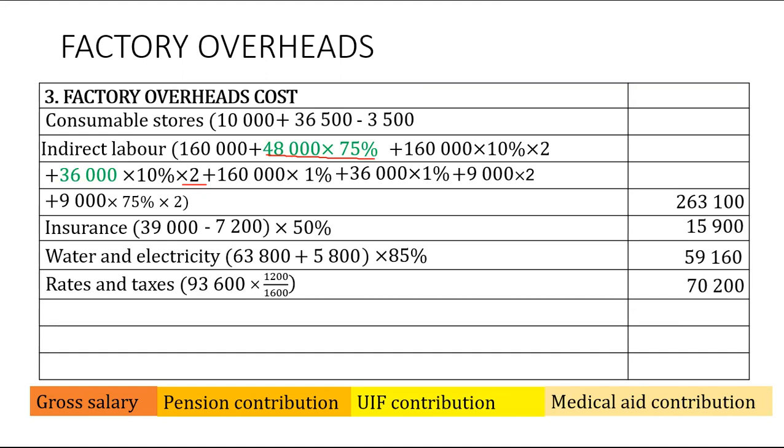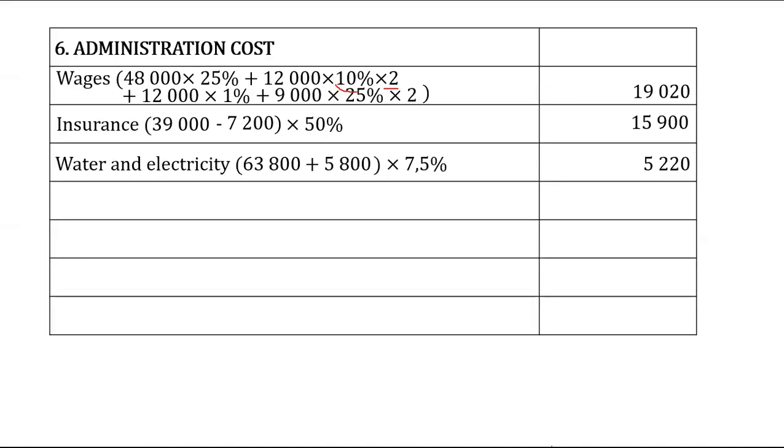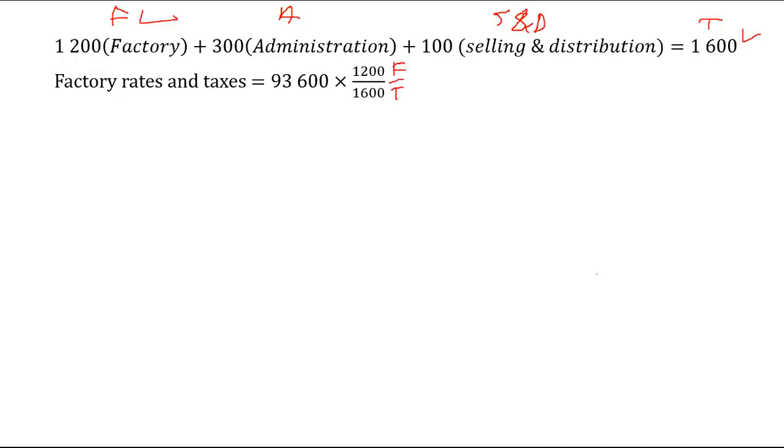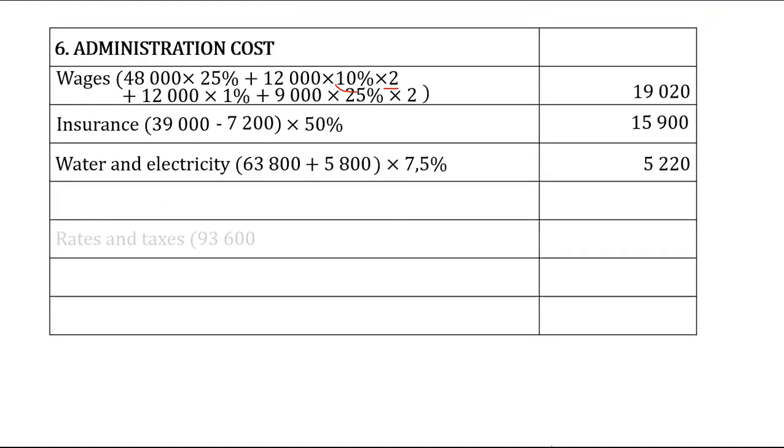And if I want the one that goes to administration, I will take the same 93,600 multiplied by A over T, which is 300 over 1,600. So that is A divided by T, A divided by T. All I get there will go to administration, which will be 17,515.